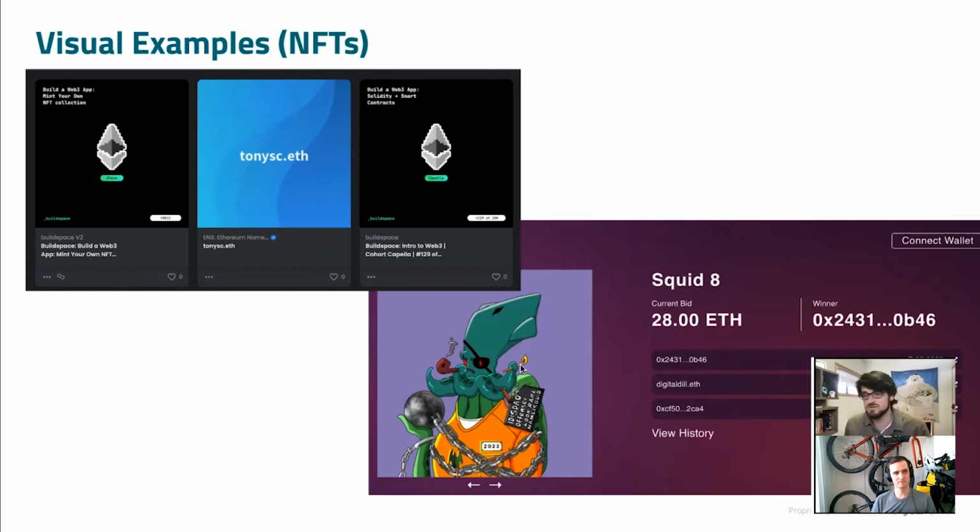And then there's all sorts of things. People are creating a lot of art, and they have auctions that you can bid on. With something like this, you would be able to connect your wallet, and if you had 28 Ethereum, which is a ton of money, you'd be able to buy this. Or, well, I guess you'd have to have 29 to beat them. But just a lot of different things for sure.